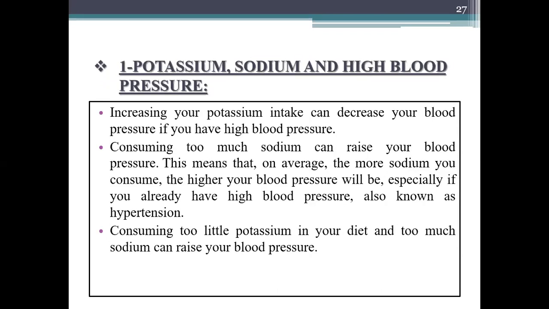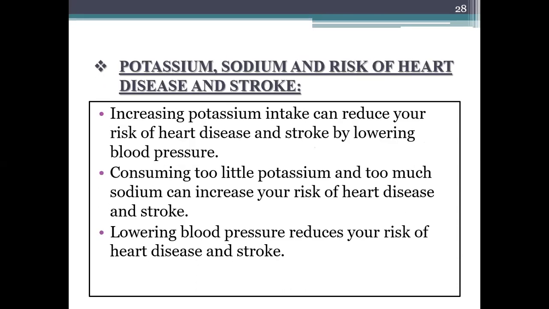First of all, potassium, sodium, and high blood pressure. Increasing your potassium intake can decrease your blood pressure if you have high blood pressure. Consuming too much sodium can raise your blood pressure. This means that on average, the more sodium you consume, the higher your blood pressure will be, especially if you already have high blood pressure, also known as hypertension. Consuming too little potassium in your diet and too much sodium can raise your blood pressure.